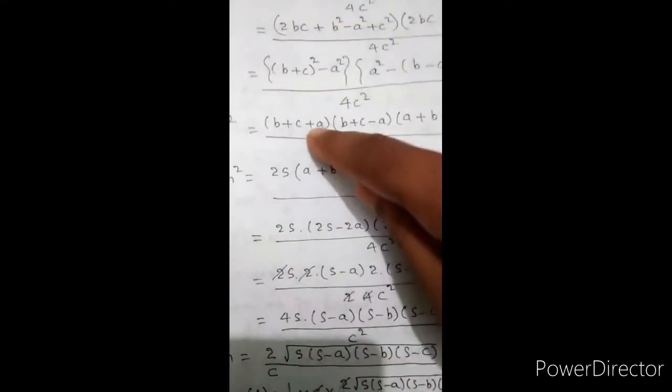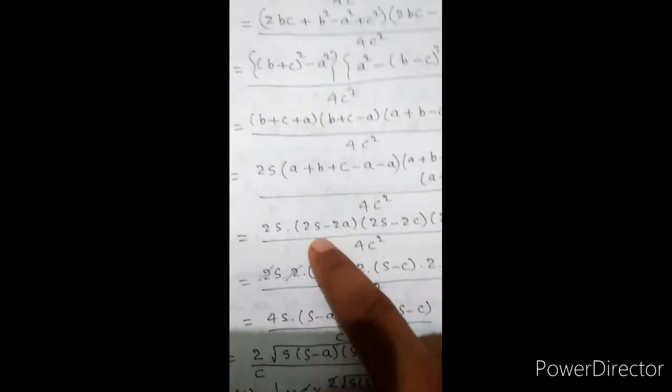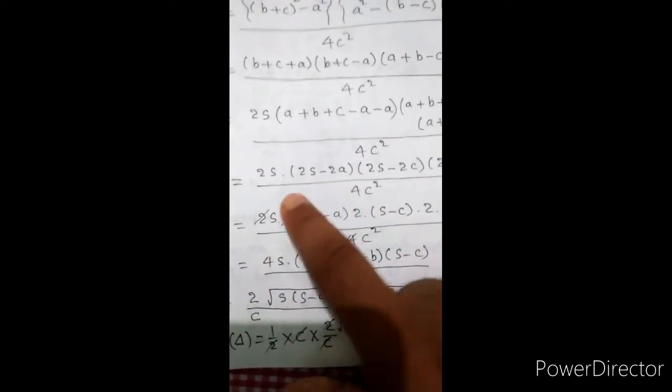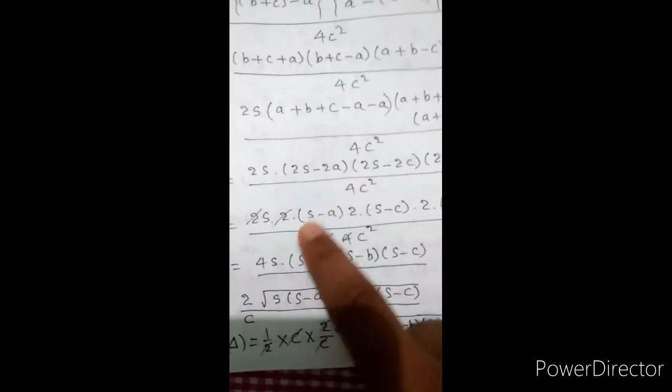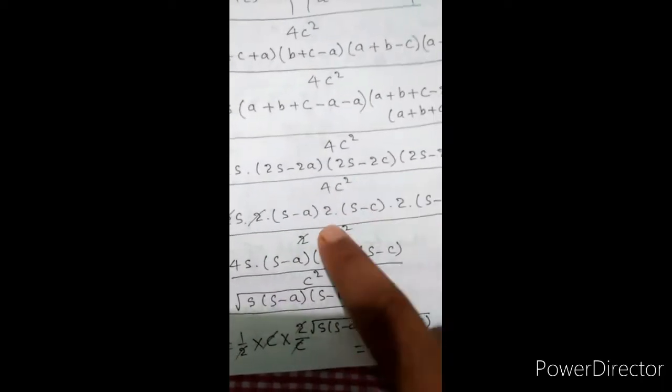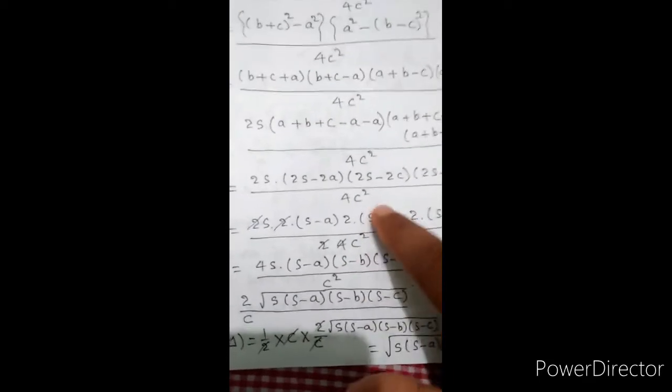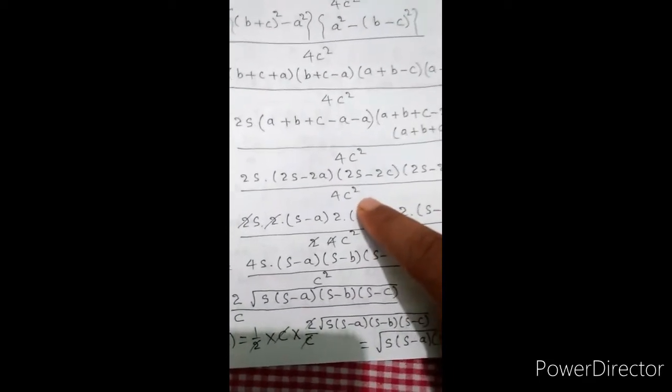In this way, h square is equal to 2s. This part will give us 2s minus 2a. Similarly, 2s minus 2c. Similarly, 2s minus 2b, by 4c square, is equal to 2s. 2 is common here. From this part, 2 is common into s minus a. From this part, 2 is common into s minus c. From this part, 2 is common into s minus b, by 4c square. The denominator will remain as it is.